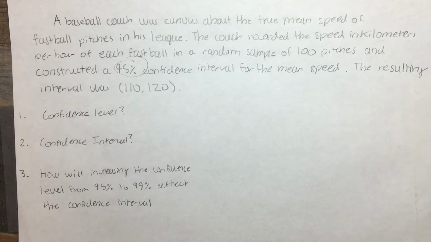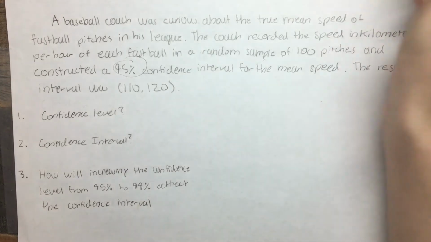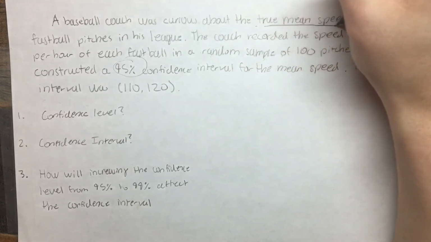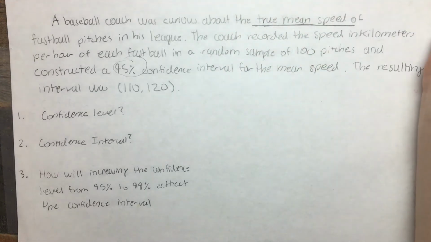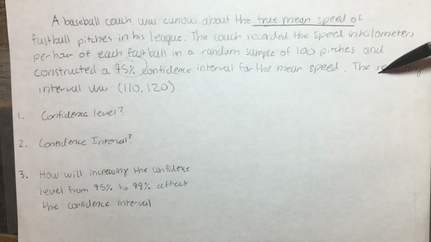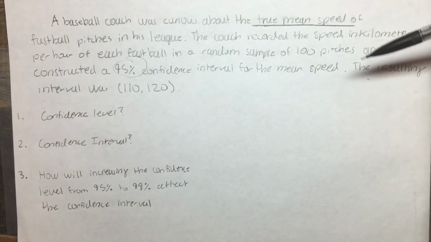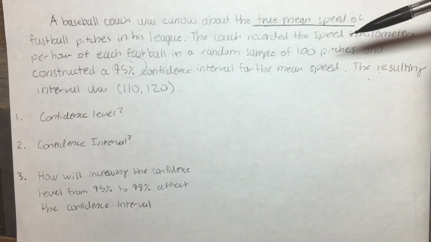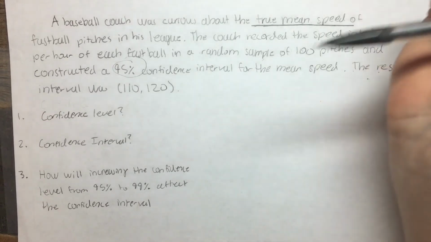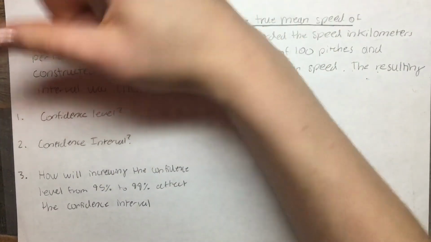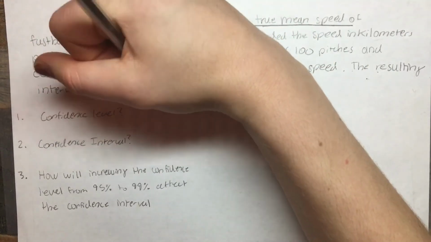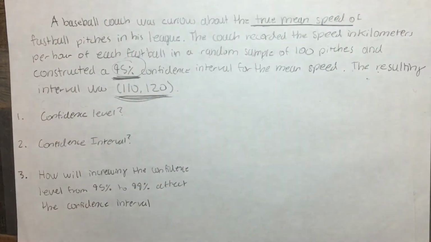Okay, a couple of things that we should notice about this problem is that it says a true mean speed. So it's a sample. This is one sample z-test probably. The coach already did it. In some problems we are going to have to find the interval ourselves, but in this situation we are just interpreting what is given to us already. Also, the confidence level is 95% and the confidence interval is 110 to 120 kilometers per hour.